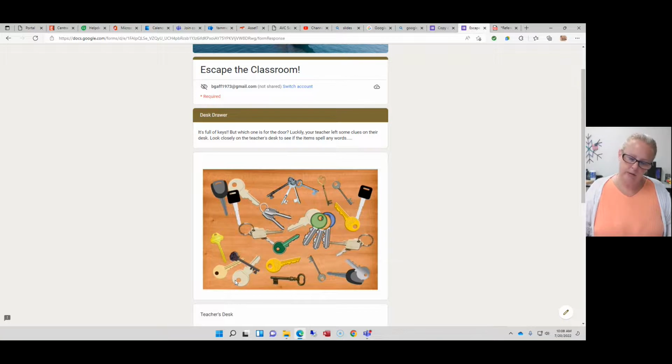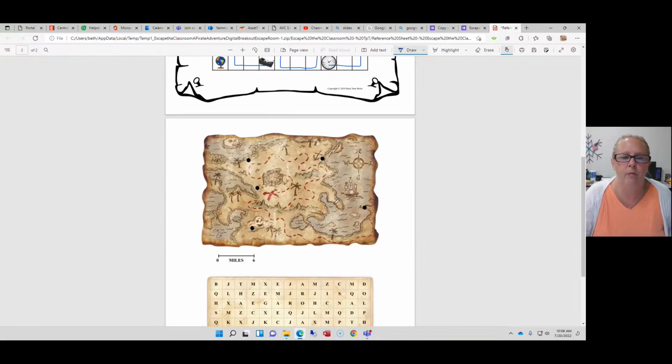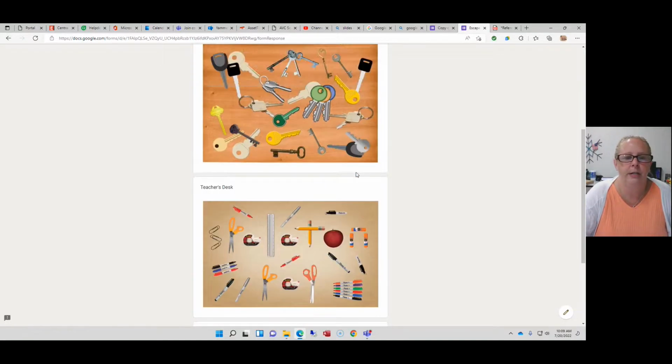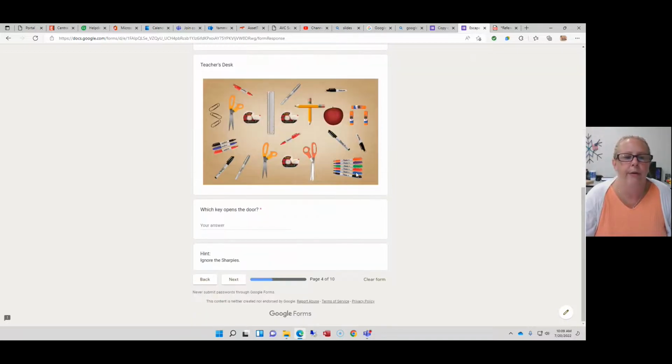Okay. I think I've got my stuff all mixed up. Okay, so let's go back to our reference sheet and see if anything we're doing. I don't think this is in regards to what we're doing. So this should be spelling some kind of a word. There's our key. Okay, so here is the word.